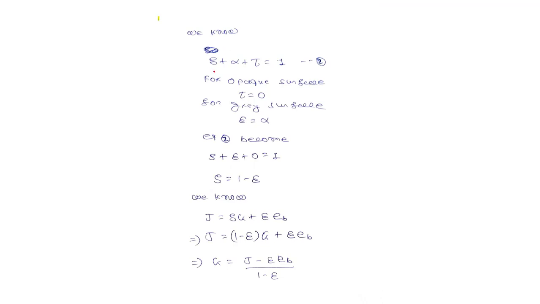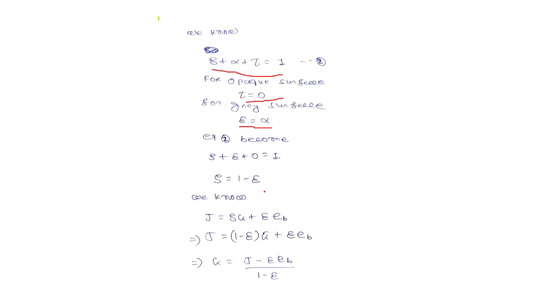Now we know the equation of three properties: reflectivity, absorptivity, transmissivity, all sum to 1. And for an opaque body, we are considering an opaque body, so tau is 0, and for a gray body, epsilon is equal to alpha. So putting this in equation number 2, we get rho plus epsilon plus 0 is equal to 1, and if we put rho as the subject, then we get rho is equal to 1 minus epsilon.